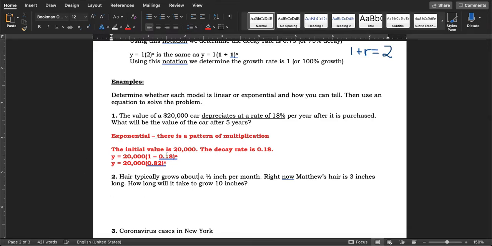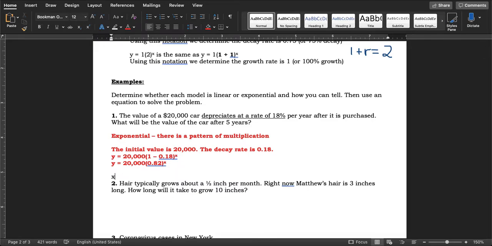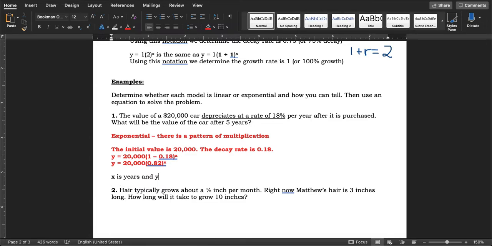So if I think about what the variables in this problem represent, X is my input, so X is years. Y is my output. It's what this equation helps to calculate. This equation helps to calculate the value. So that's the output. Y is the value. Identifying that will help me finish the last step, which is what will the value be after 5 years.